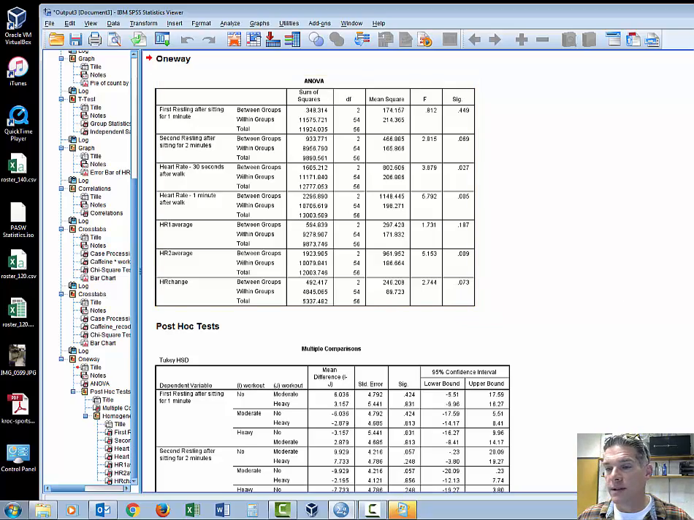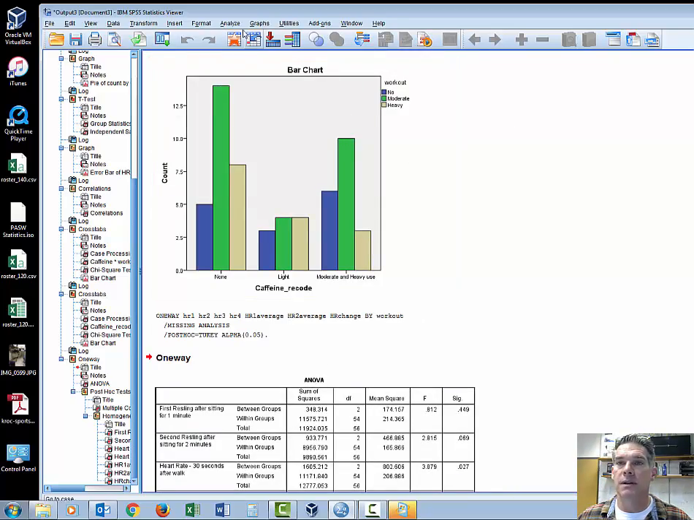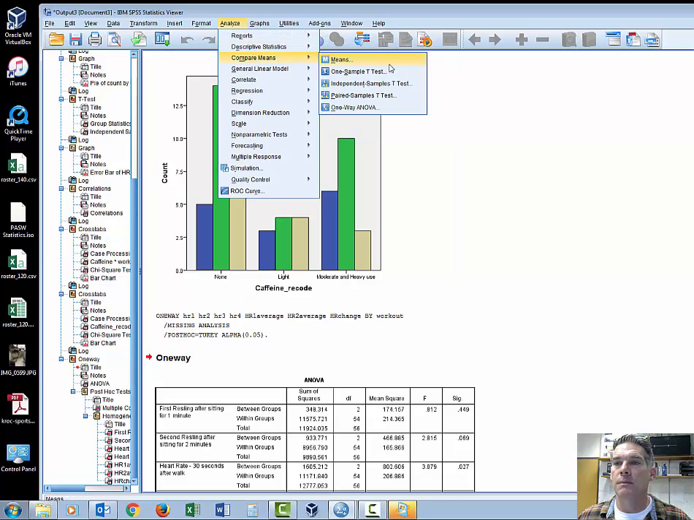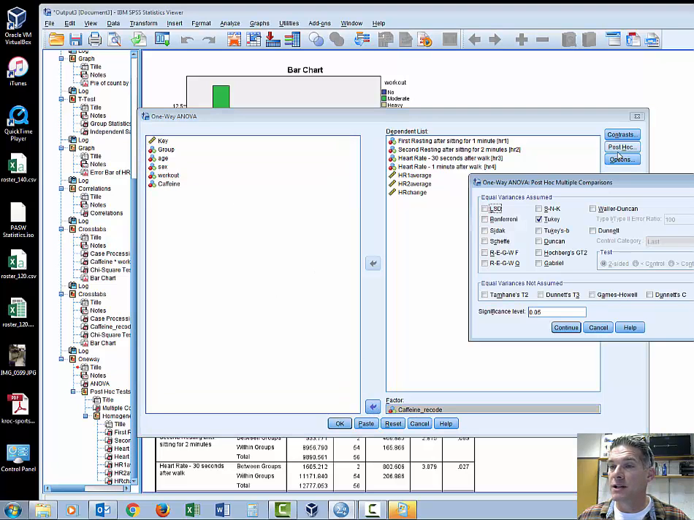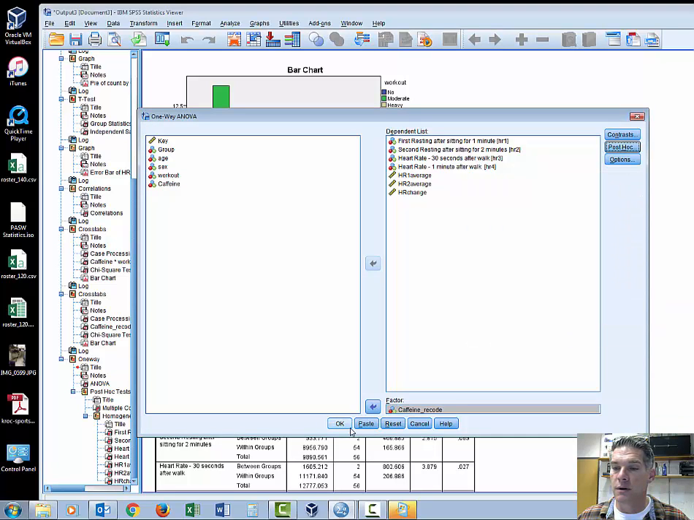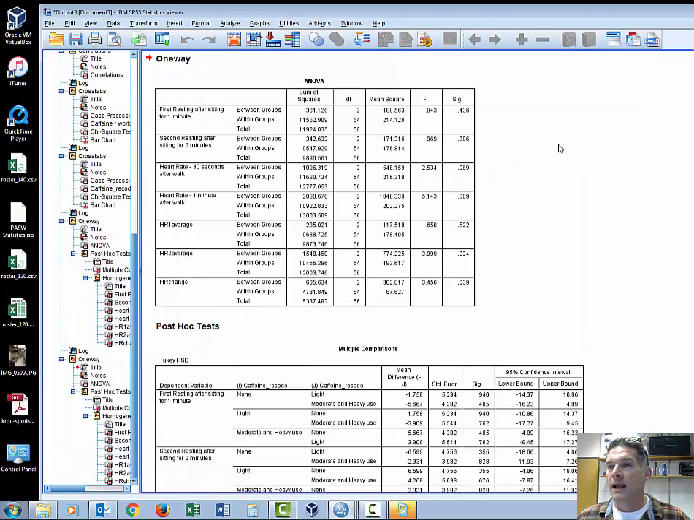So we'll roll down to the next one, and let's do this next one here. We'll make the graphs shortly. Compare means, one-way ANOVA, workout, caffeine recode. 3 levels again, so we need to make sure the post hocs are checked. Continue. Okay. Caffeine recode, significant effect of heart rate 1 minute after walk, and also significant heart rate change for caffeine. So in this particular case, we're really focused on the change in heart rate. So let's make the graph on that, because that's one that's really interesting.